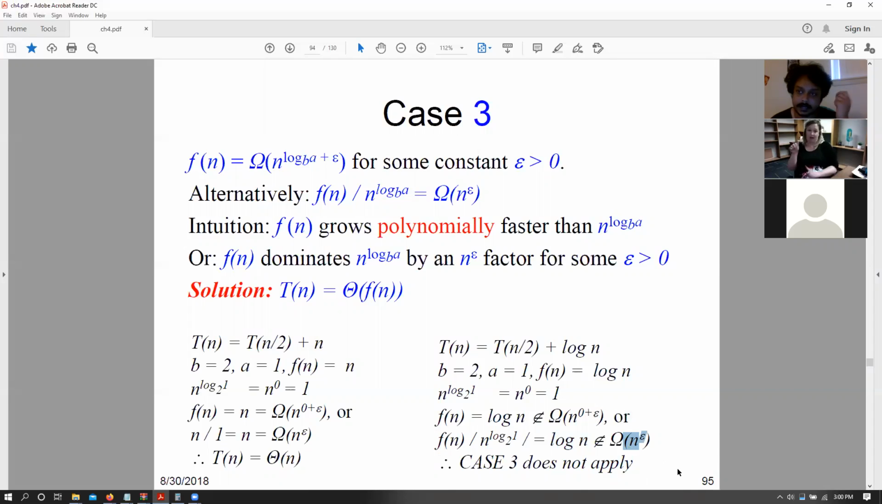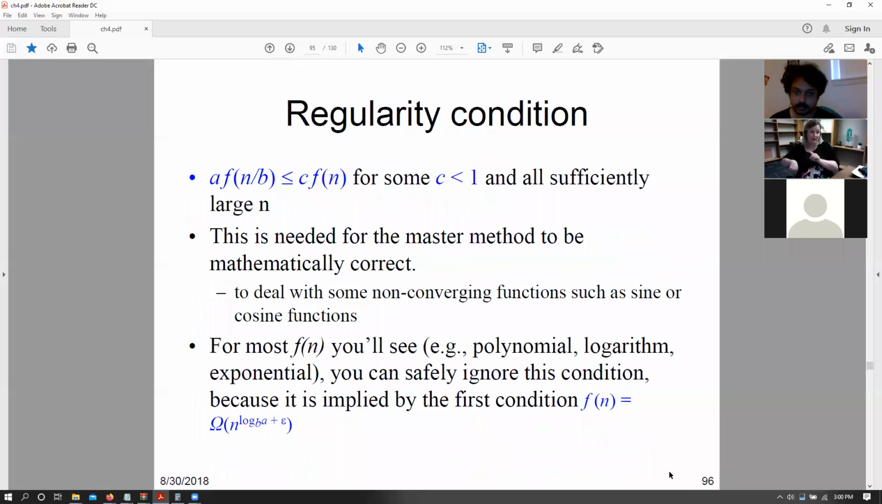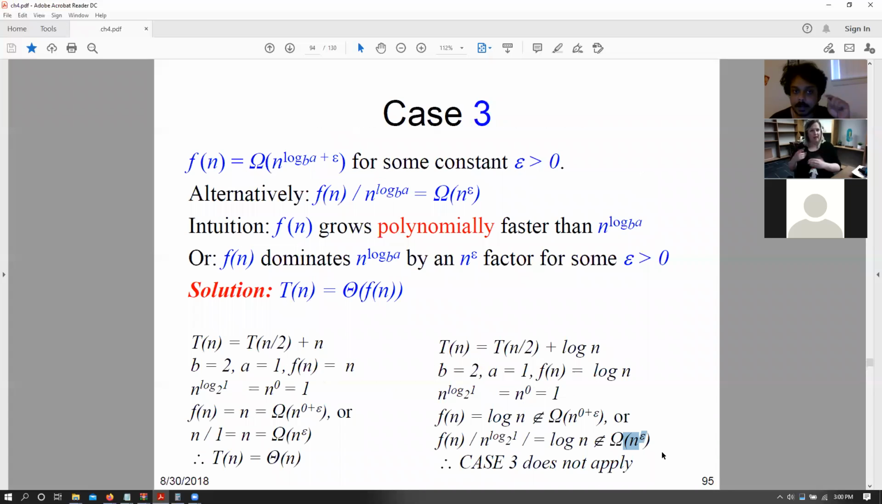Right, so we can't get any epsilon value. In another sense, we can't get any epsilon value that can be the lower bound for your function f of n, in this case, log n.